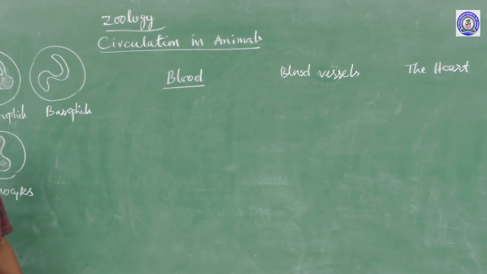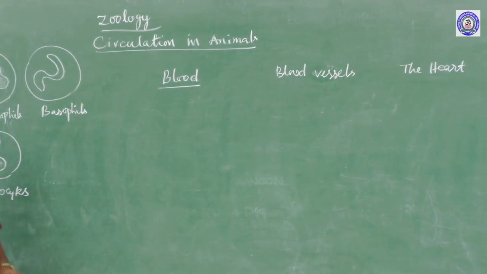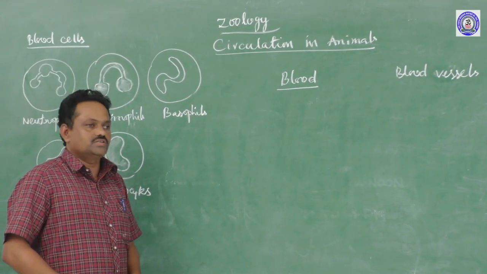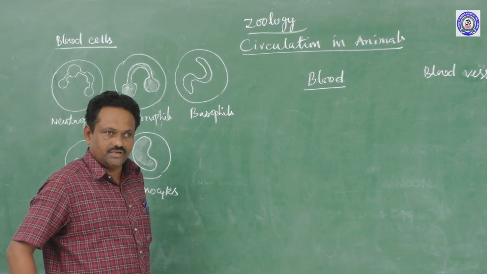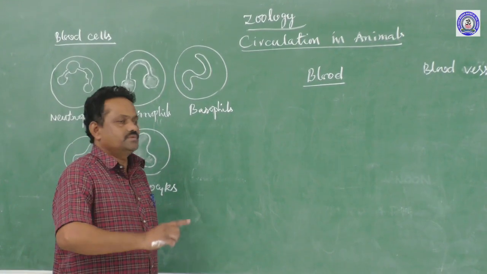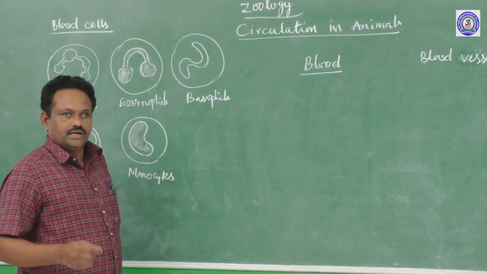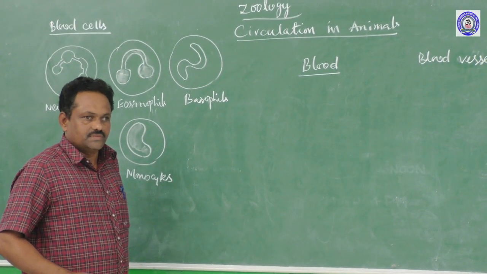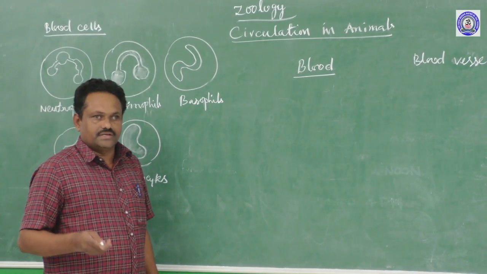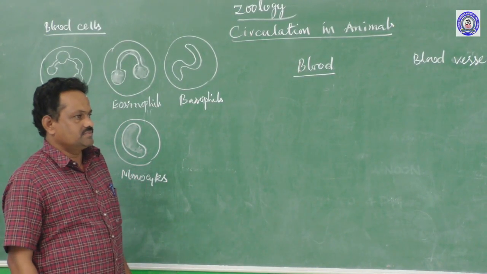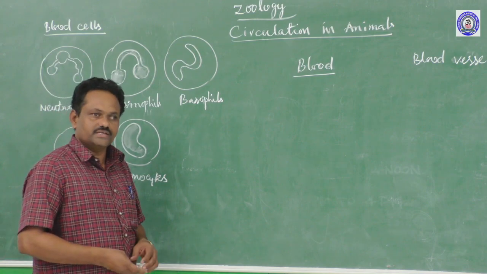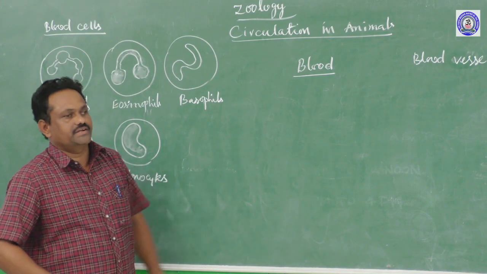The circulatory system is responsible for the transportation of the digested food materials from the intestine to other parts of the body, and for the transportation of the excretory materials like urea, uric acid, ammonia to the concerned excretory organ.